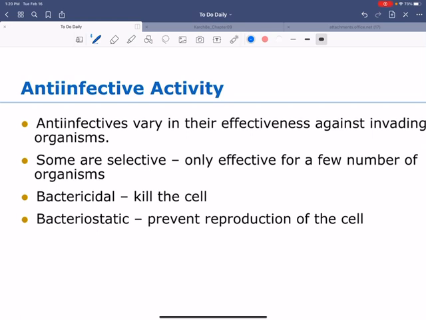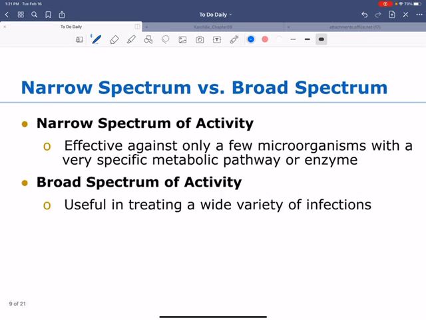There's two different ways to make it easy to understand antibiotics. Are they bactericidal? Do they kill the cell? Or do they prevent reproduction of the cell? And there's a lot of each that's out there. I think there's a lot more bacteriostatic medication for antibiotics, but there's both bactericidal, where it just kills the cell, and bacteriostatic.